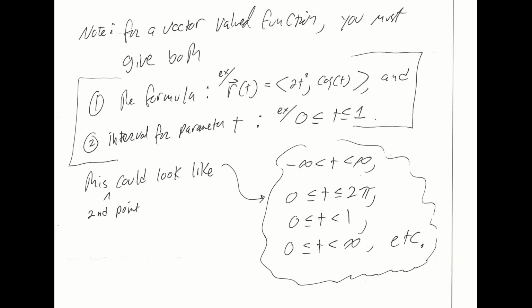If I were to ask you for a parameterization of a curve of this type, you have to give me the vector definition, and you have to give me the limits or the interval, the limits on your parameter t, which is to say the interval where t lives.